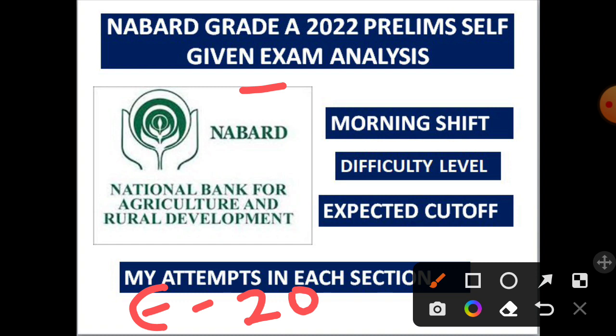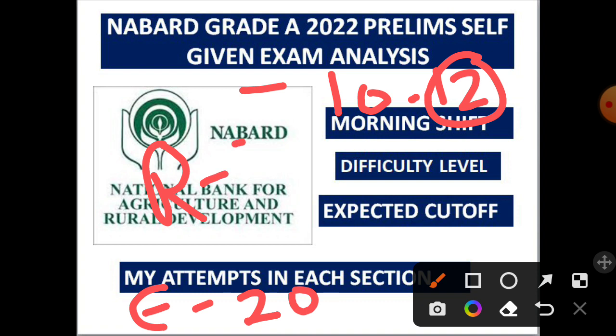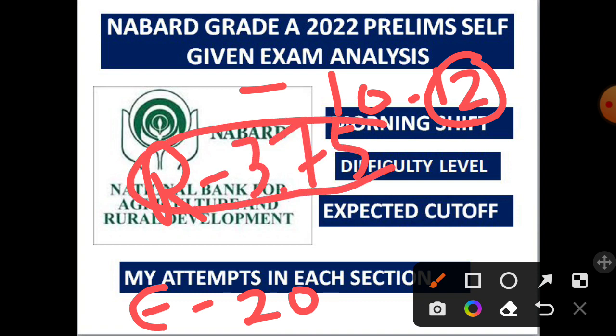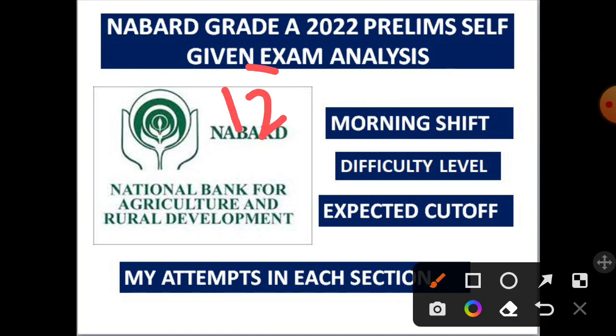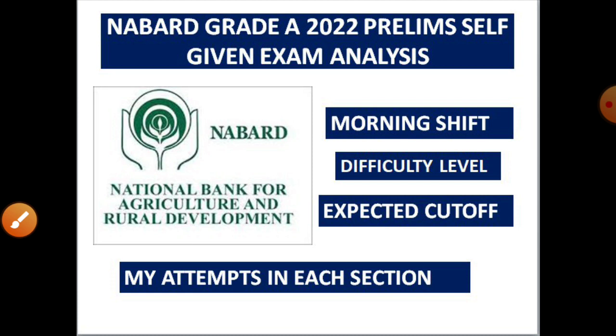Because in the English section, the cutoff will be around 10 to 12. Last year it was a 12 sectional cutoff. So I knew that I would clear the sectional cutoff, and I did not attempt extra questions. And in reasoning, I did not tell the sectional cutoff. It was 3.75 last year. I am speaking with respect to the general category. So reasoning it was 3.75, and English it was 12. I attempted 20, and I got to know that this is enough for English. And English was also easy level in itself.